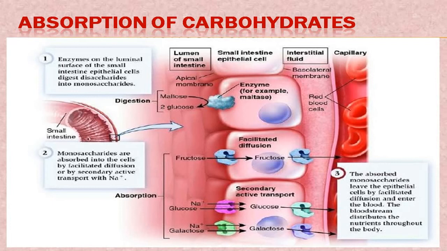This is another figure that shows absorption of carbohydrates. You can see that enzymes in the lumen of the small intestine digest all carbohydrates into a simpler form, that is monosaccharides, and these monosaccharides are absorbed by the cells of the villi, which are the columnar epithelial cells, by facilitated diffusion. You can see that these monosaccharides enter these epithelial cells, and from these epithelial cells they enter the blood capillary, and from blood they are transported to each and every part of the body.